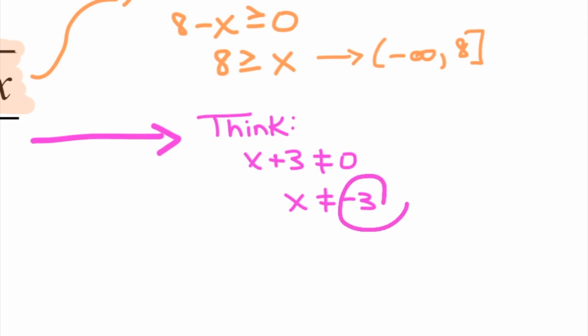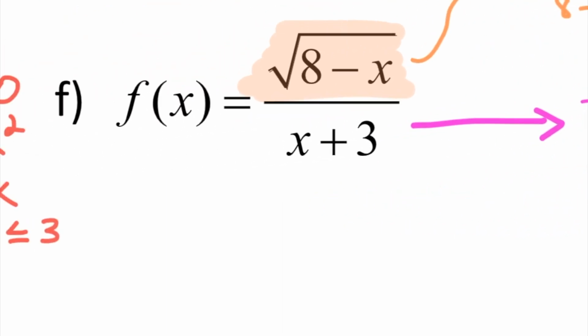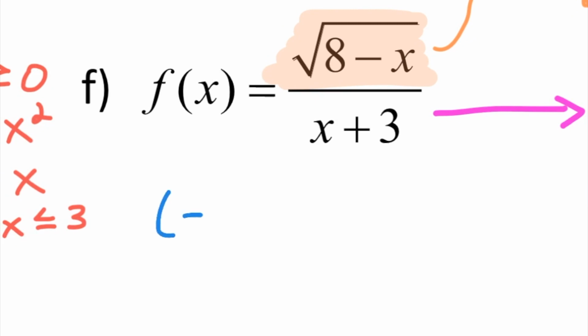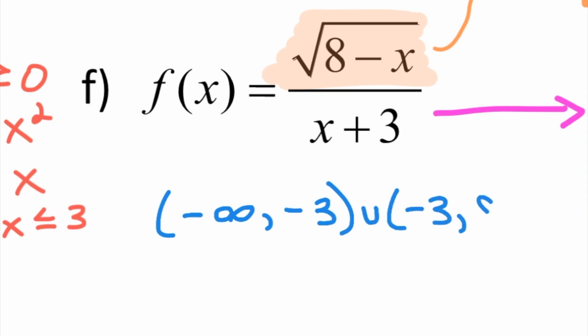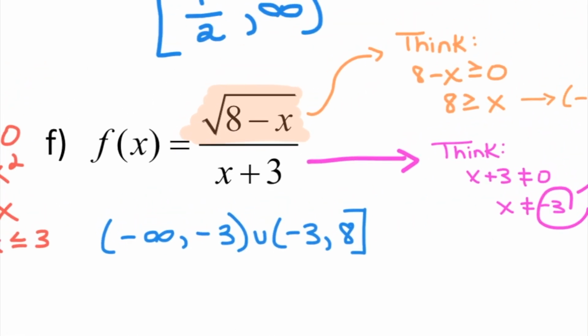This number, negative 3, is somewhere in between negative infinity and 8. So your domain is going to end up being all the numbers from negative infinity to 8 except negative 3. The way you write that then is from negative infinity to negative 3, not including negative 3, and then from negative 3 to 8, and yes, including 8, because there was that half equal sign over here with the x's.